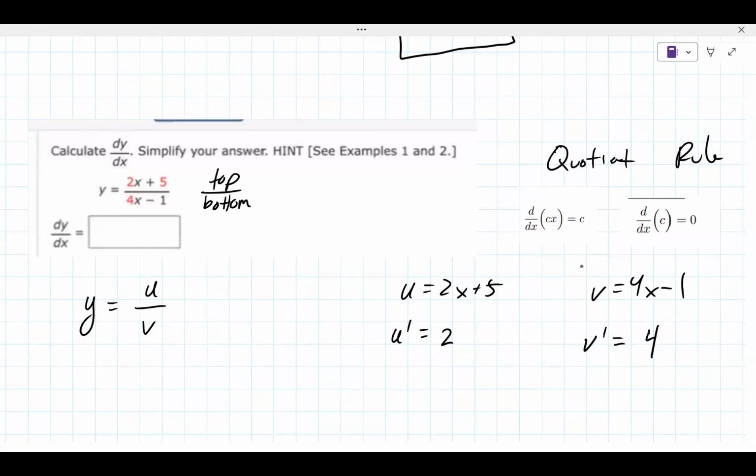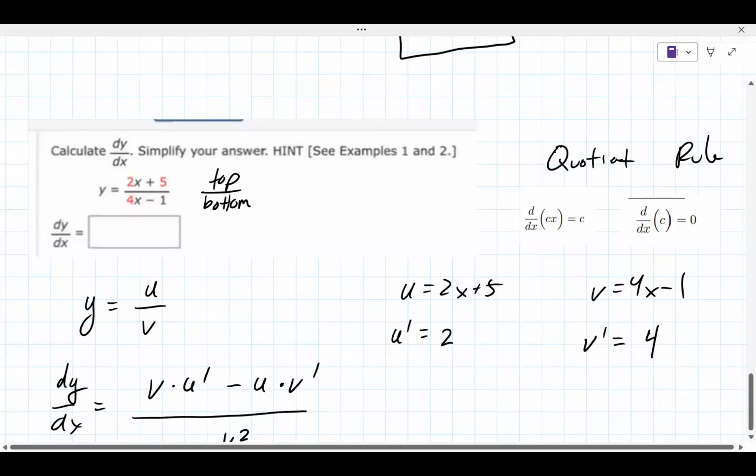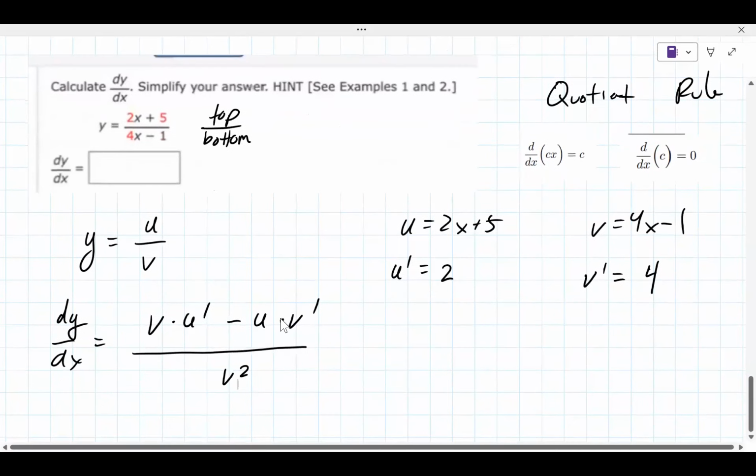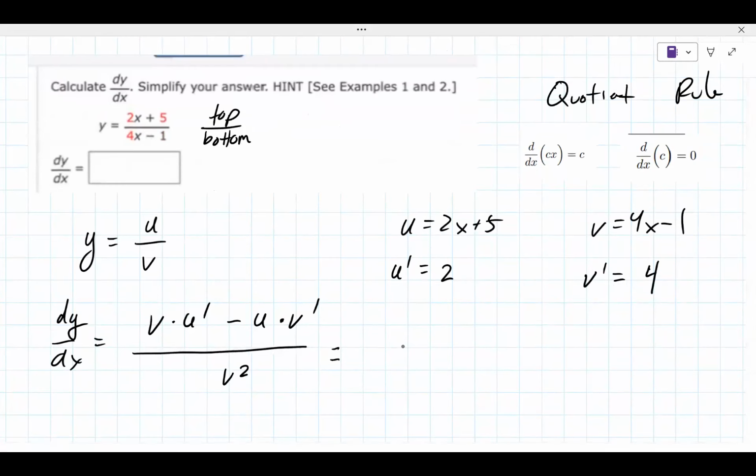You'll see the quotient rule. I don't like the way it's written, but you have to remember the rule. Let me do it down here. dy/dx, or the derivative, is bottom times the derivative of the top, minus the top times the derivative of the bottom, over the bottom squared. You have v, you have u, you have u prime, you have v prime. You have everything here. You're just substituting.